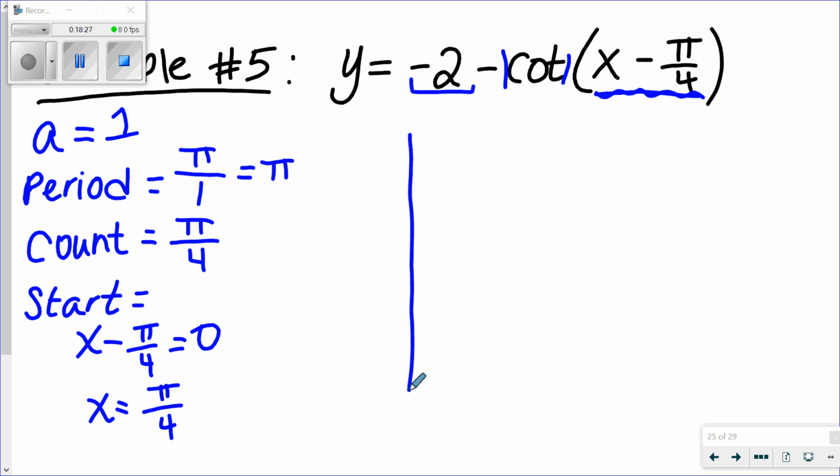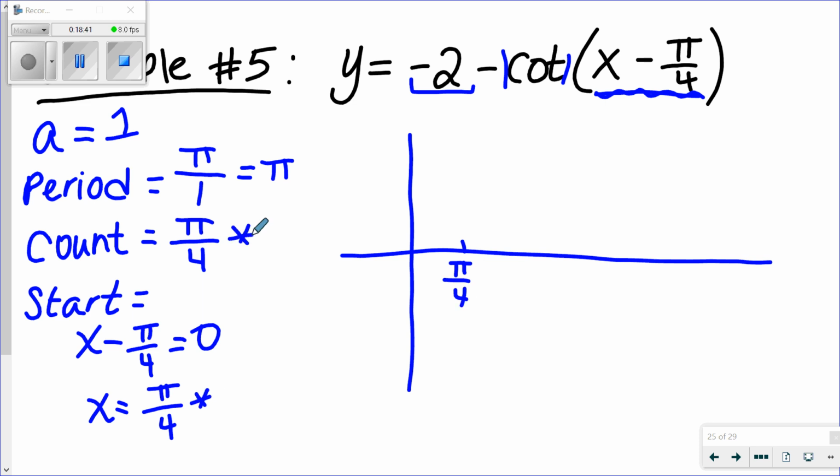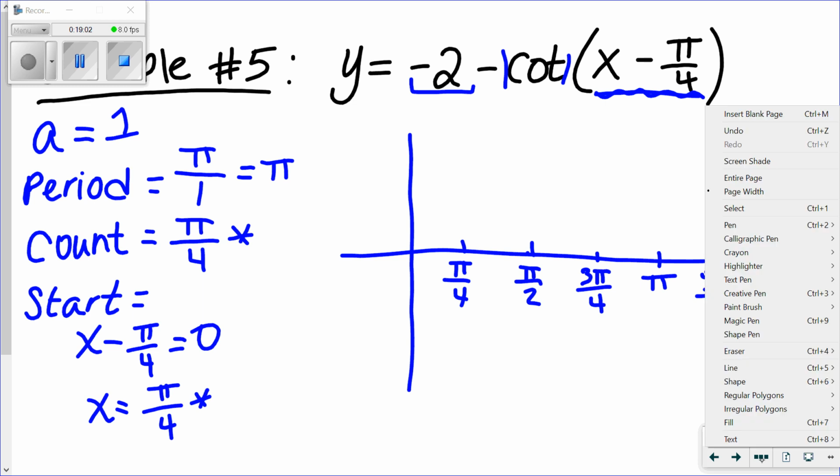As we set up our graph, we want to make sure we get our 5 points to graph one period, so we're starting at pi over 4. That's our starting point. And we get to count by pi over 4. That's going to be easy for us. We've got 2 pi over 4 next, which is pi over 2. 3 pi over 4. 4 pi over 4. And 5 pi over 4. So now I've got my 5 points, and we are ready to plug in and go.